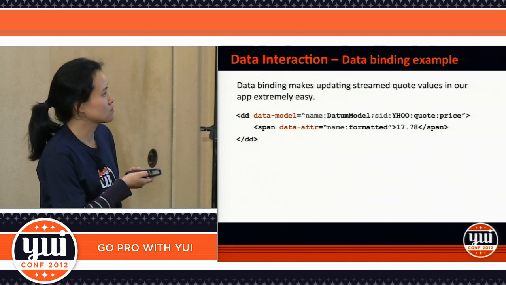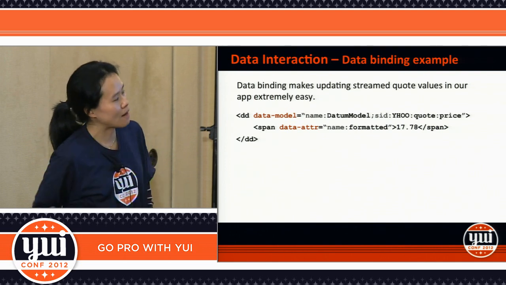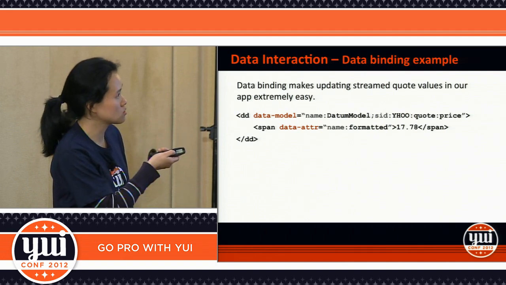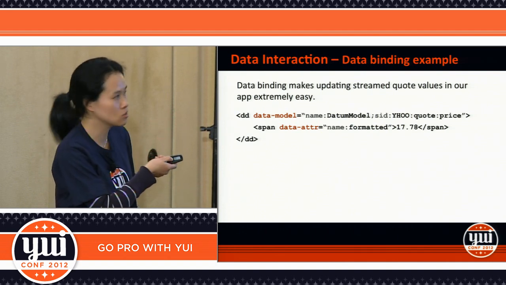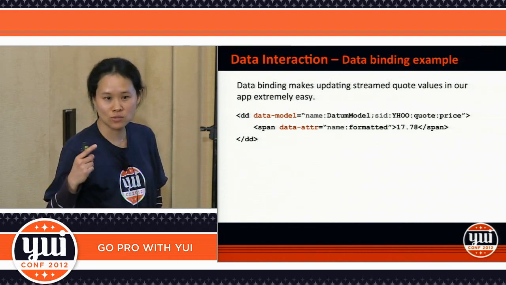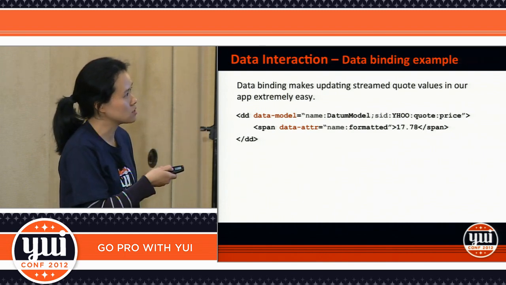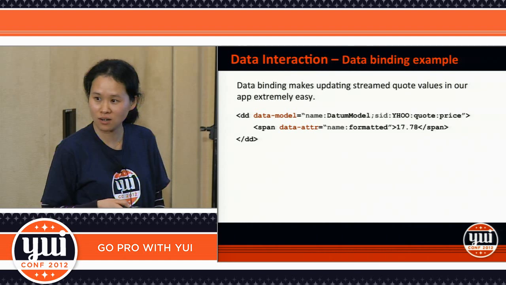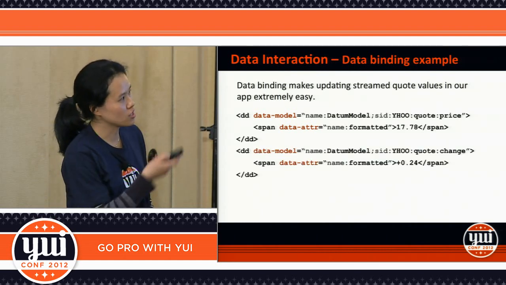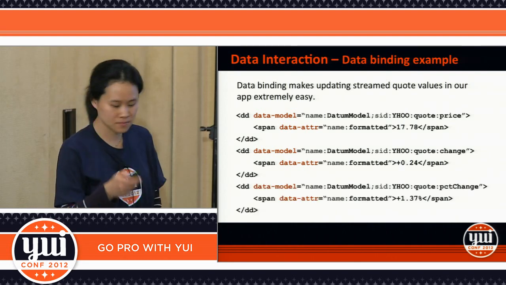We could just say the data-model equals this particular datum. I care about the Yahoo price, and this is the attribute that we have formatted in raw data, and this is the value. Just by doing this, when stream data comes in, all you need to do is update the model itself. When the model data updates, it will automatically replace this with the new number, 34 in this case. Similarly for your changes, so we're up 100% today.